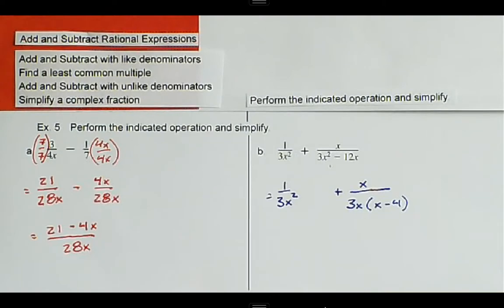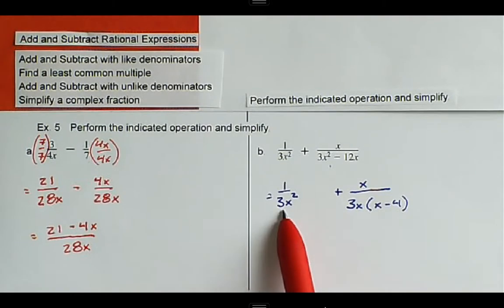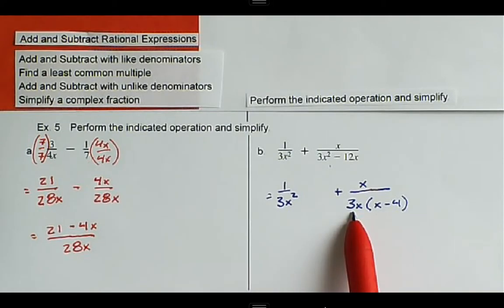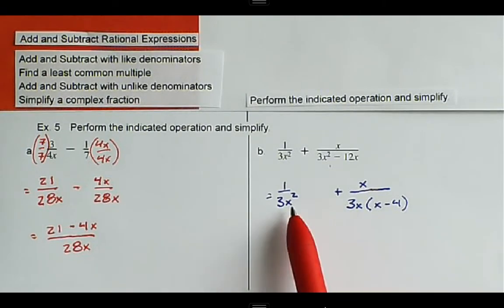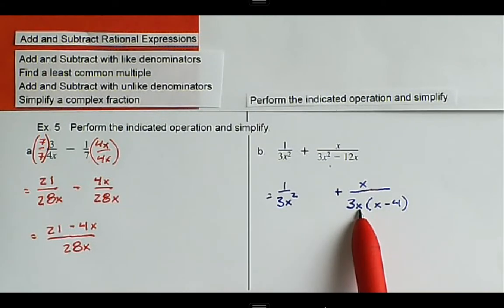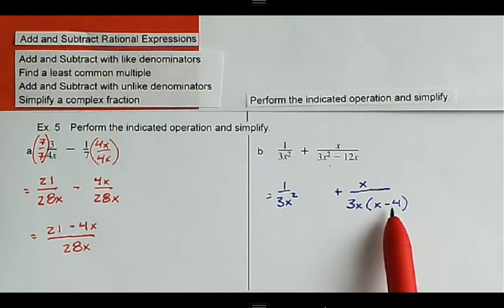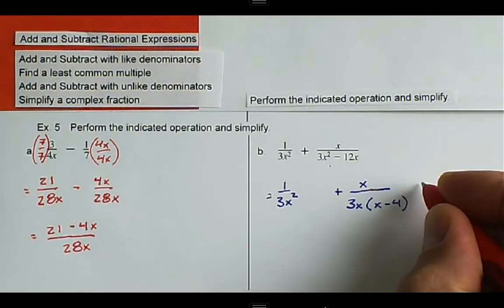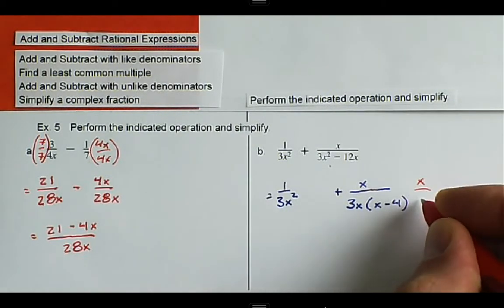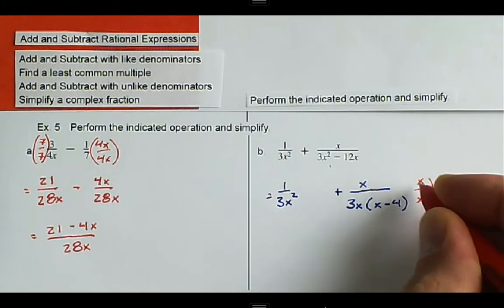Okay, so what's missing from each of the denominators? This denominator has a 3. This denominator already has a 3. This denominator has an x squared. This denominator just has an x. So this one is going to need an extra x, so we have to multiply by x over x.